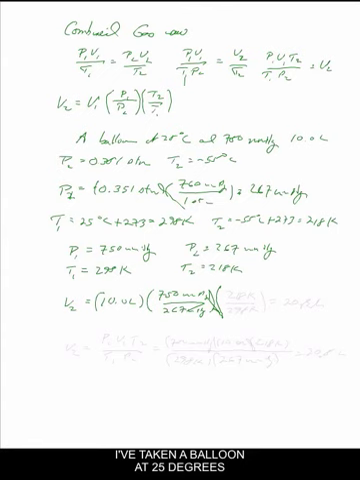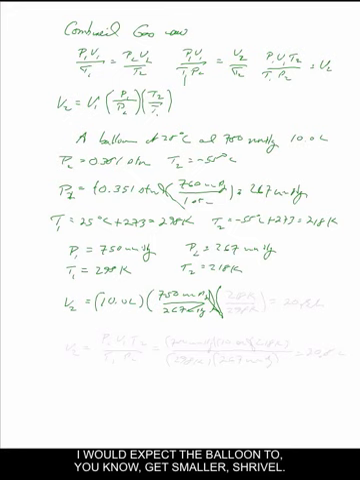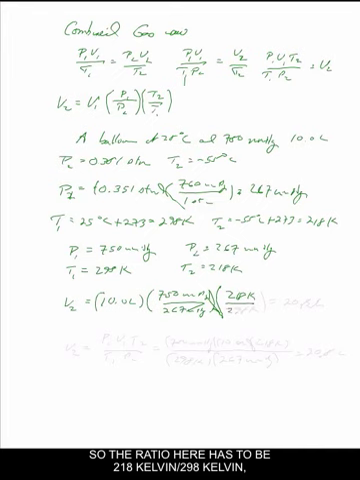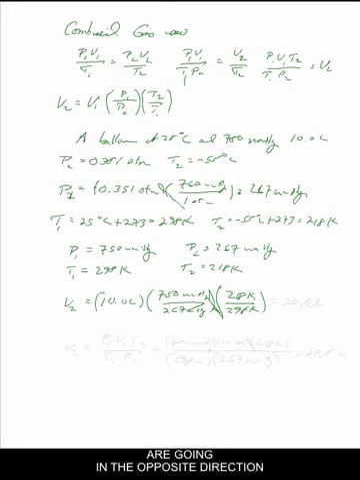Now, in the case of temperature, I've taken a balloon at 25 degrees and put it in an environment where it's now minus 55. I would expect the balloon to get smaller, shrivel. So just as if you put a balloon in the refrigerator or in the freezer, it gets a little smaller. So the ratio here has to be 218 Kelvin over 298 Kelvin, because that's the only way I can make the V2 smaller than the V1, ignoring pressure rather. Notice these two effects, the pressure effect and the temperature effect, are going in opposite directions, and which works out all depends on how the numbers come out. In this particular case, it comes out to 20.5 liters as the final volume.